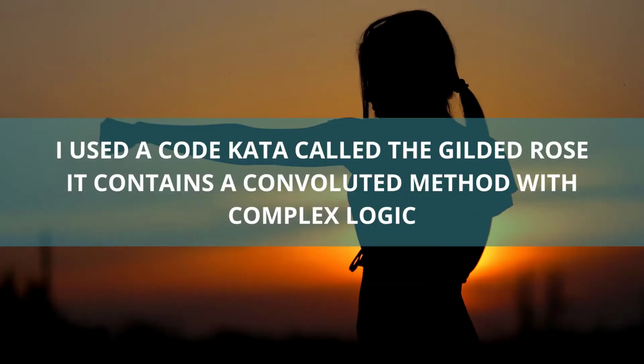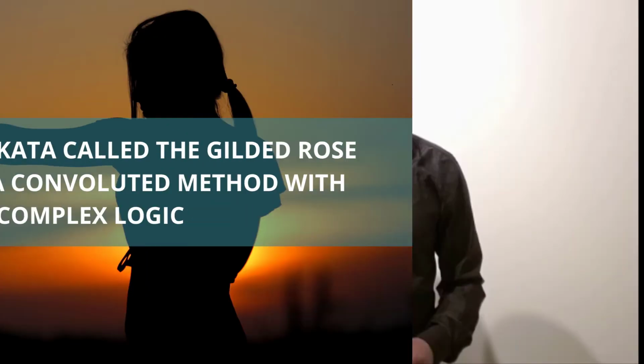It's important to have safe edits separated from manual edits. As soon as you have tests in place, you can start to refactor the code into a better state. To showcase how to use automated refactoring tools, I've used a code kata called the Gilded Rose. It contains a quite convoluted method with complex logic that we'll use as an example for how to use automated tools for refactoring.